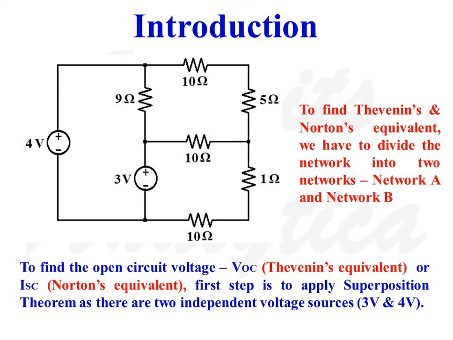To find the Thevenin's and Norton's equivalent, we have to divide the network into two networks, network A and network B. To find the open circuit voltage VOC or Thevenin's equivalent voltage or ISC, the first step is to apply superposition theorem, as there are two independent voltage sources, 3 volt and 4 volt.